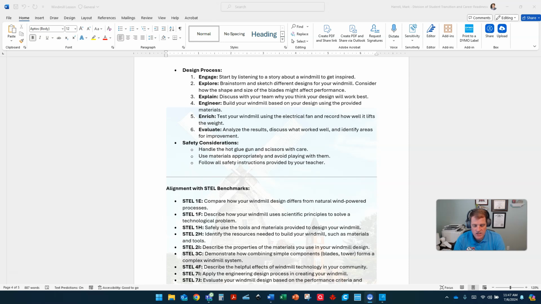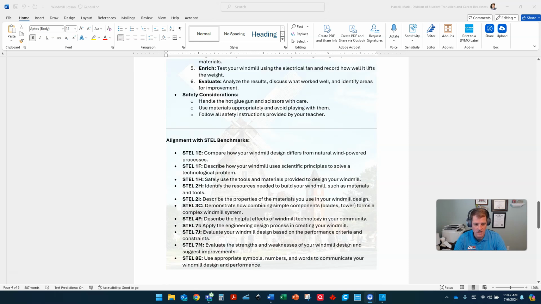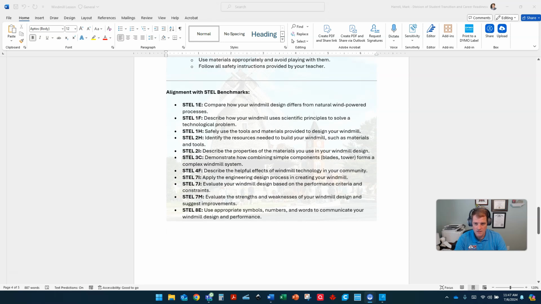Just some safety considerations. Hot glue guns are hot. That's a tough concept for adults and students to sometimes grasp. But just reiterate that throughout the design and the build. And then scissors obviously need to be used with care. They should be using the materials appropriately and following any safety instructions that were provided by the trainer or the teacher.